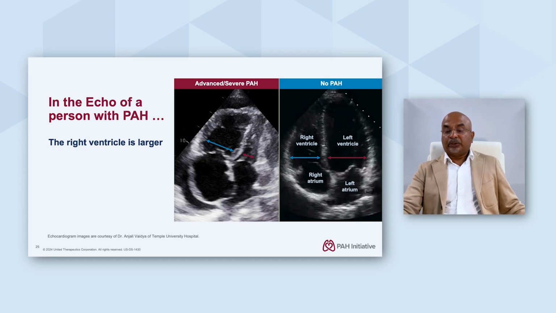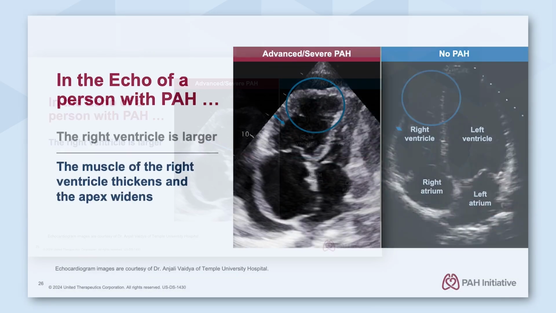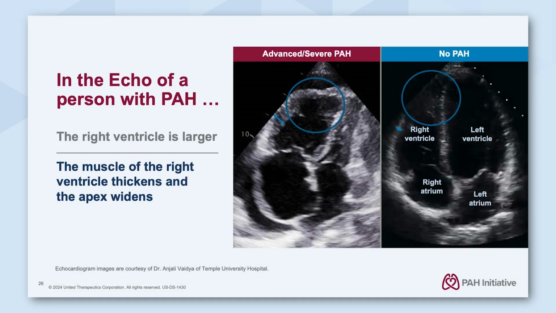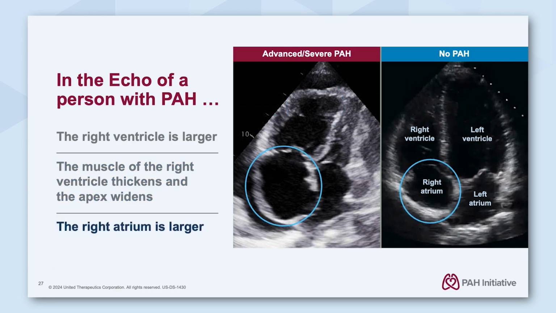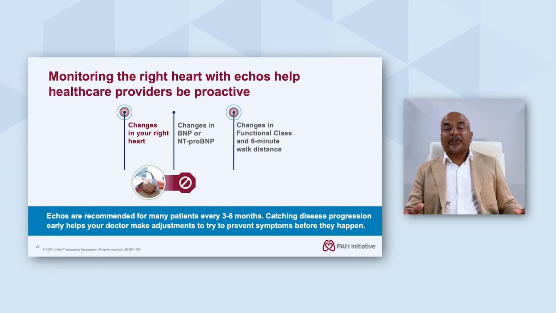In this echo, the right ventricle is much larger. The muscle of the right ventricle thickens, as you can see there and illustrated, and the apex widens. The right atrium is also larger. Therefore, monitoring the right side of the heart with echocardiograms helps healthcare providers to be proactive.